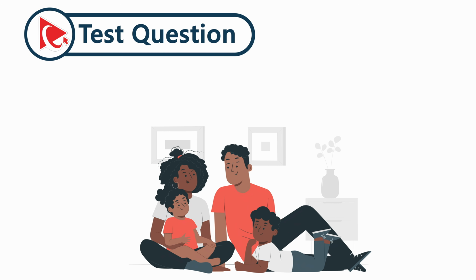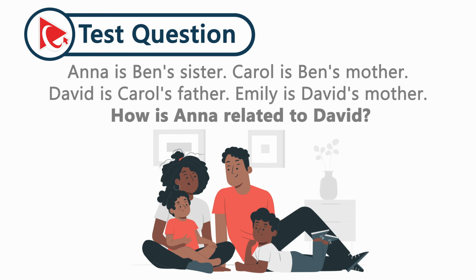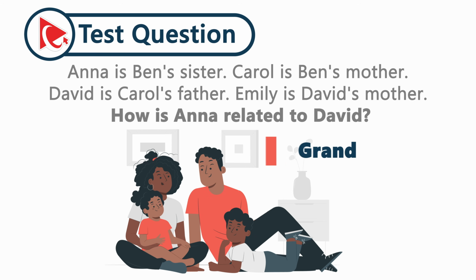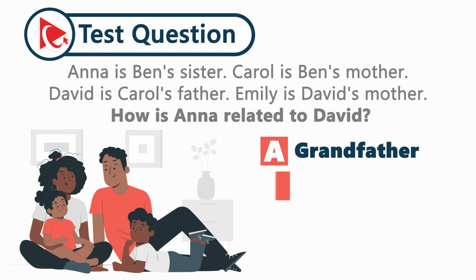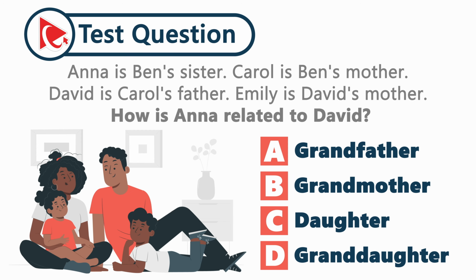In this question, you're presented with the group of people, and you need to determine the family relationship. Anna is Ben's sister. Carol is Ben's mother. David is Carol's father. Emily is David's mother. How is Anna related to David? And you need to select your answer out of 4 possible choices. Choice A, grandfather. Choice B, grandmother. Choice C, daughter. And choice D, granddaughter.